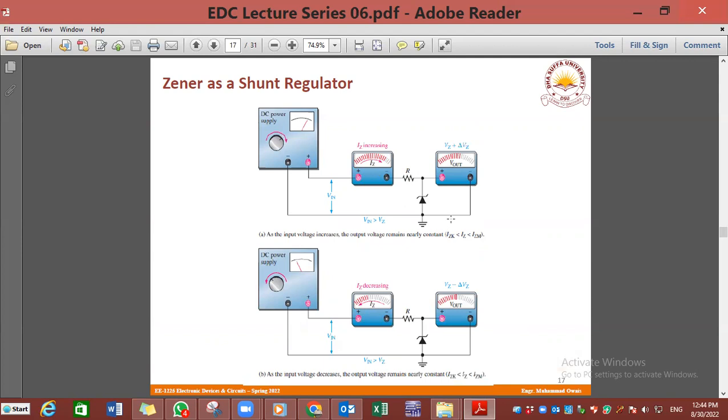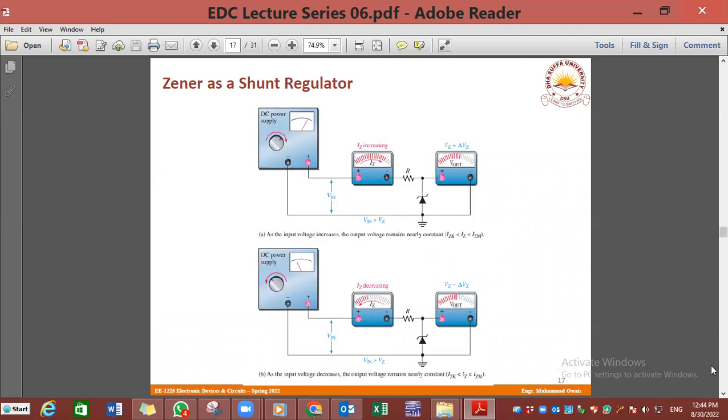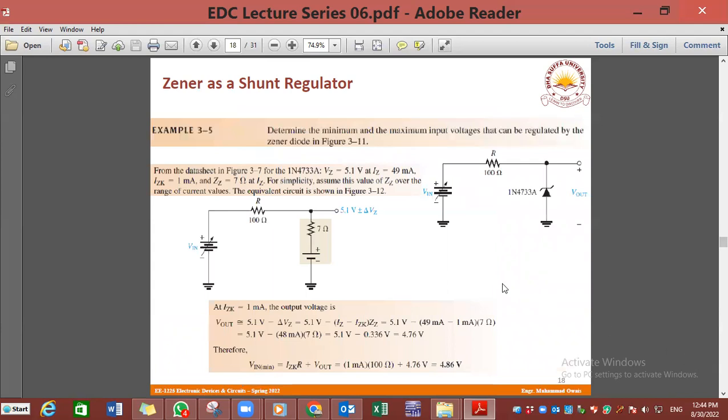Why does the Zener voltage not change in this condition? Because IZ remains between IZK and IZ maximum, and this also holds true for the scenario of decreasing voltages. The input voltage is decreasing through the power supply, and the Zener voltage is not decreasing. That is the point presented in these two diagrams. So this is the Zener shunt regulator.